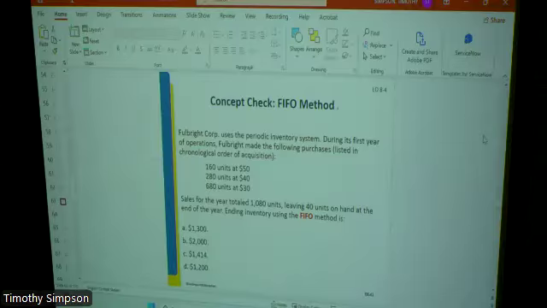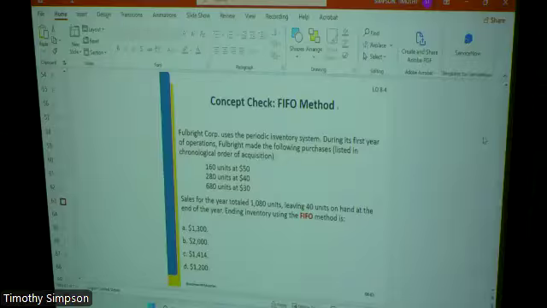So, quick quiz here. Fulbright uses the periodic inventory system during its first year. They made the following purchases in order of acquisition: 160 at 50, 280 at 40, 60 at 30. And this is relatively easy. I would not overthink this at all if you see this on a homework or quiz. Sales for the year total 1,080 units, leaving 40 units on hand at the end of the year.